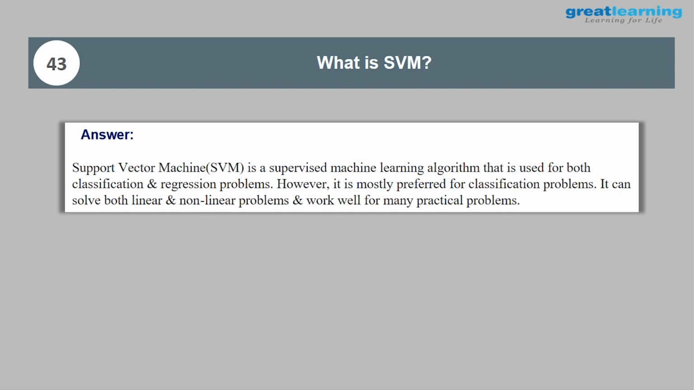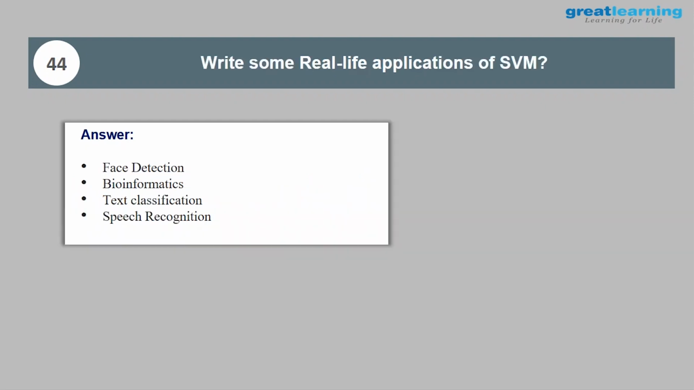It is a supervised machine learning algorithm that is used for both classification and regression problems. However, it is mostly preferred for classification problems. It can solve both linear and non-linear problems and works well for many practical problems. Now let's have a look at some real-life applications of SVM.